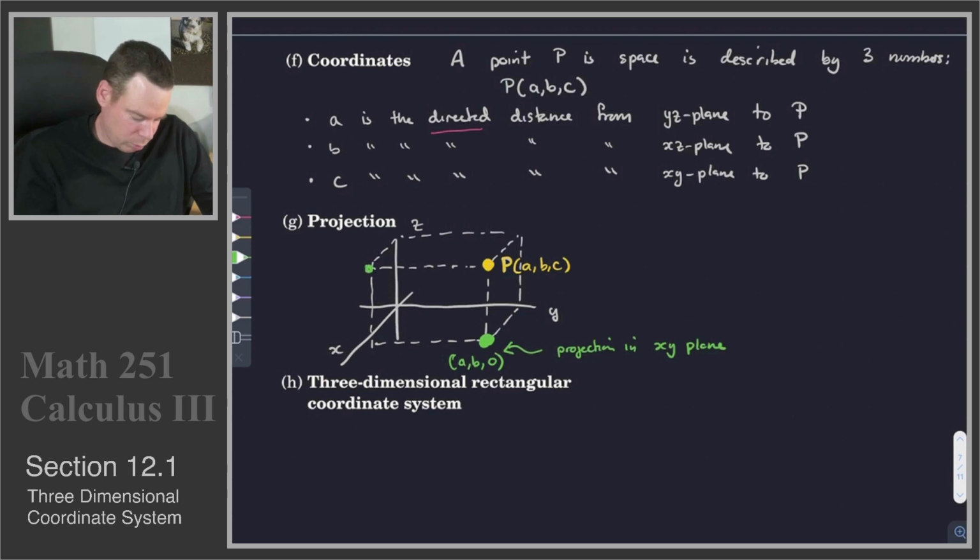And similarly, we could project in the xz plane, so that would be zero out the y component, so that would be a, 0, and c. And that's the projection in the xz plane. And then we could project also in the yz plane, and that would be zero out the x component, so that would be 0, b, c. And that's the projection in the yz plane.